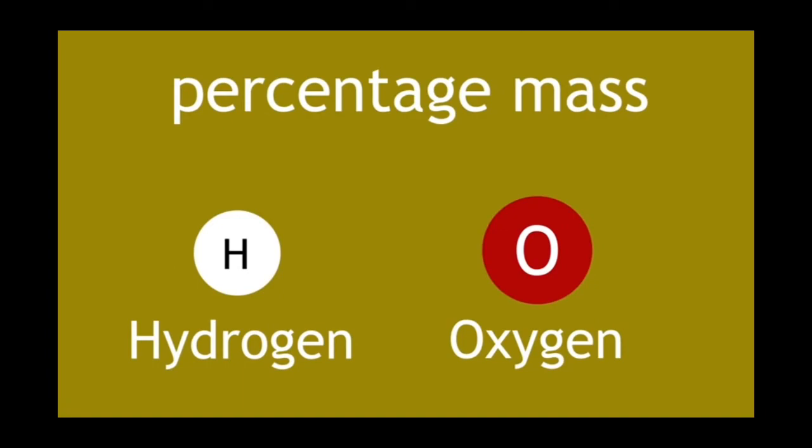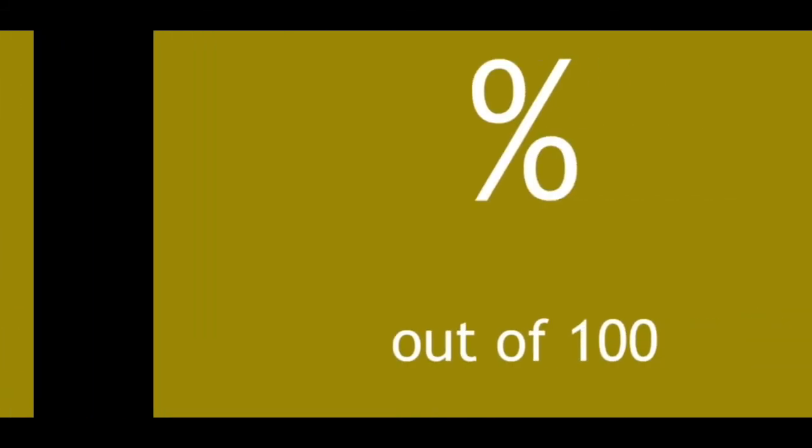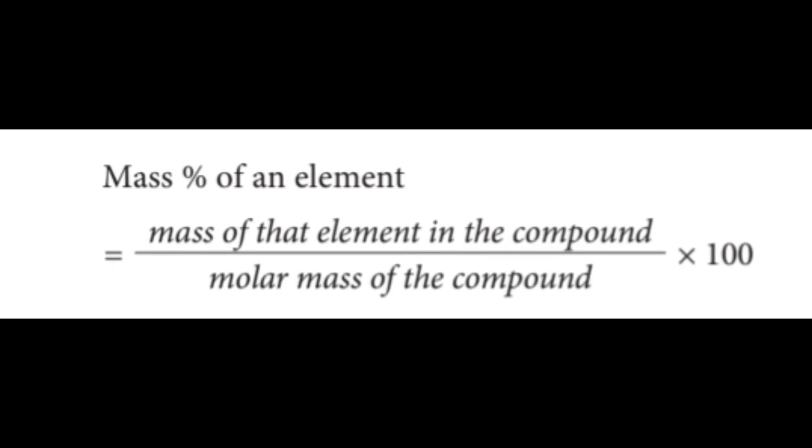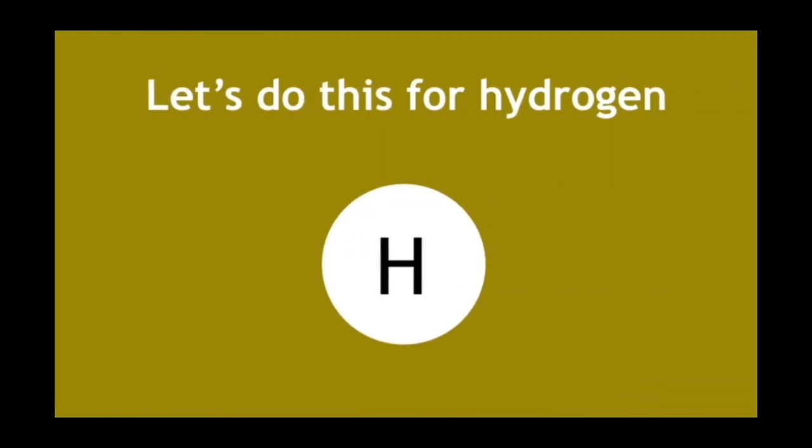Now, let's calculate the percentage mass of hydrogen and the percentage mass of oxygen. You know, percent means out of 100. To find the mass percent, the formula is: mass percentage of an element is equal to the mass of the element in the compound divided by the molar mass of the compound, times 100. First, let's calculate for hydrogen.